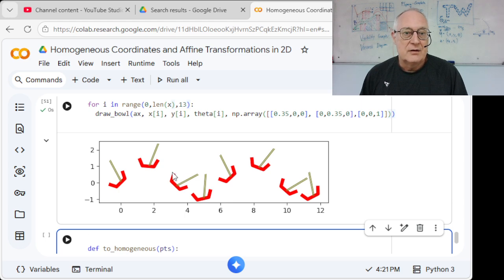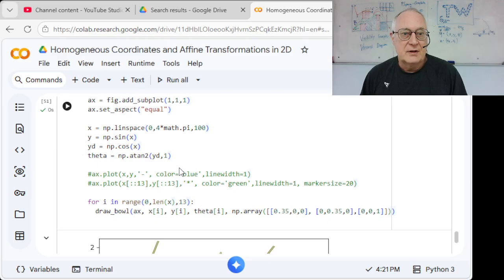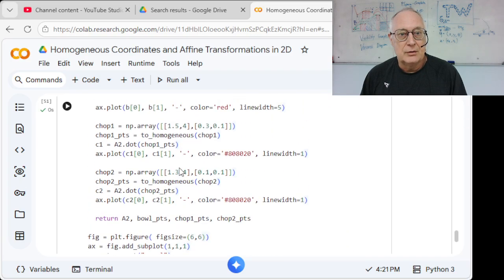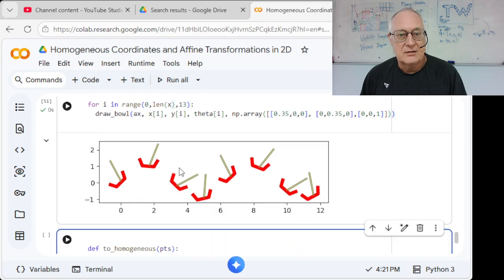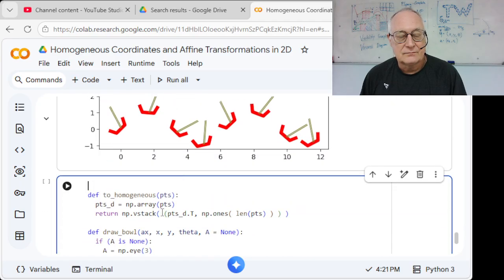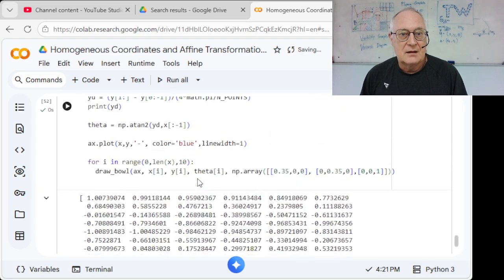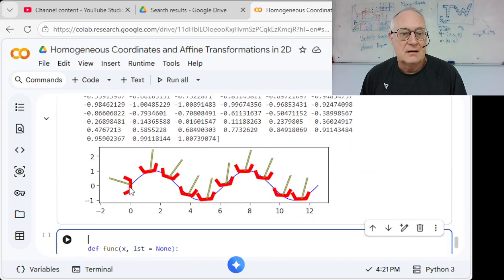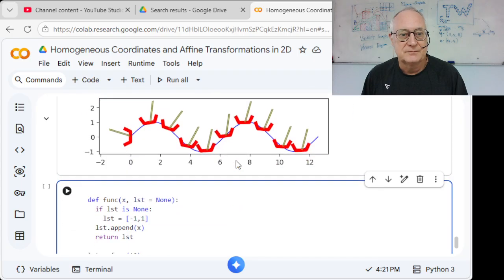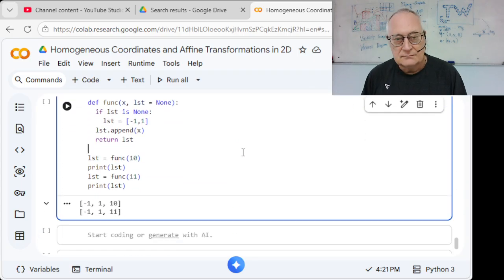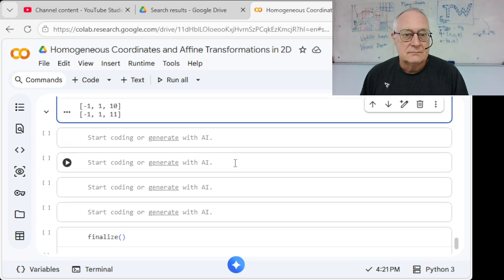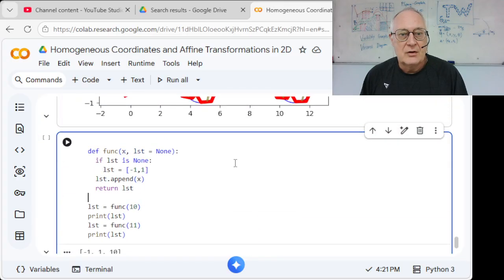And then here are some other shapes that we can draw. So here we draw a bowl with 2 chopsticks. And I can apply that to the bowl, I can make it follow a sine wave, for example, doing some computer graphics for Hollywood movies.